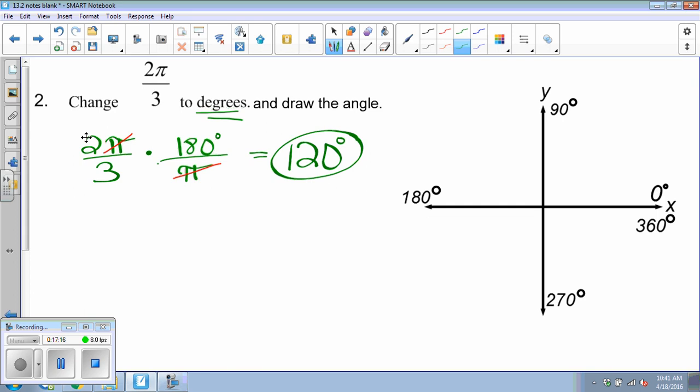Now I know where 120 should be. 120 should be between 90 and 180. Now, we draw this little arrow to show that we started at 0 and it came to here. This is 120 degrees. So that's how you draw that angle.